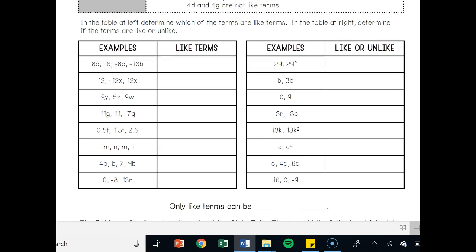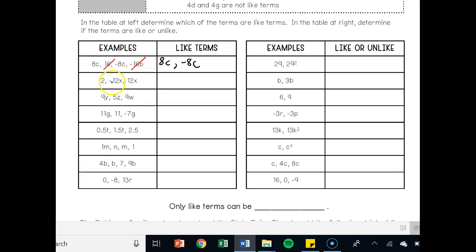So what are the like terms here? We have 8c, negative 8c, 16, and negative 16b. So the like terms in this case would be 8c and negative 8c. 16 and negative 16b are not like terms, even though they both have 16, right? One has a b and the other does not.